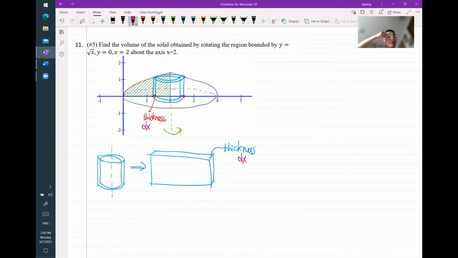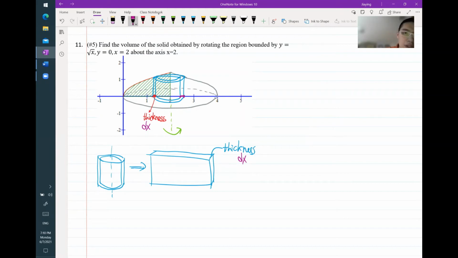You can also think about it this way: whenever you draw a vertical rectangle, the width of the rectangle is always going to be the thickness, because you rotate that rectangle around. So that's the base, or the width, of the rectangle you rotate. That's dx, that's the thickness.